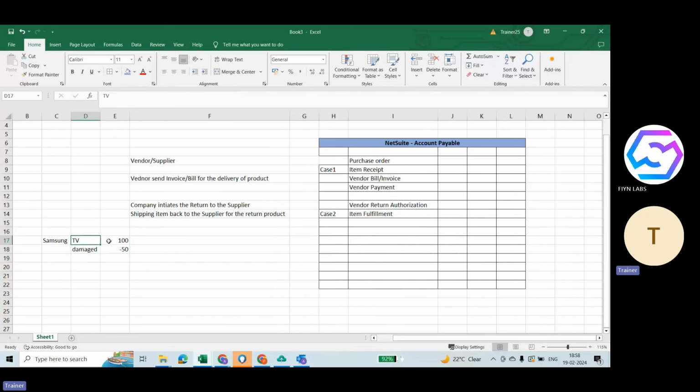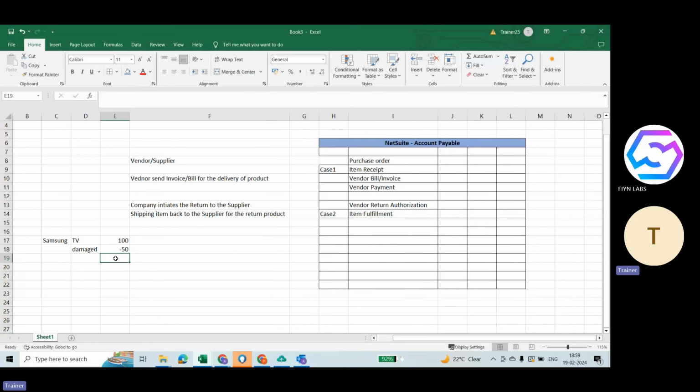Think about a scenario where, out of those 100 quantity, the damaged quantity is 50. Definitely you will be returning this item. So you will be calling the Samsung company saying the product is damaged and you want to return it. They will send some person or shipment, and then you will be returning that item to the company. When you return this item, delivering it from your warehouse, this 50 quantity will go down.